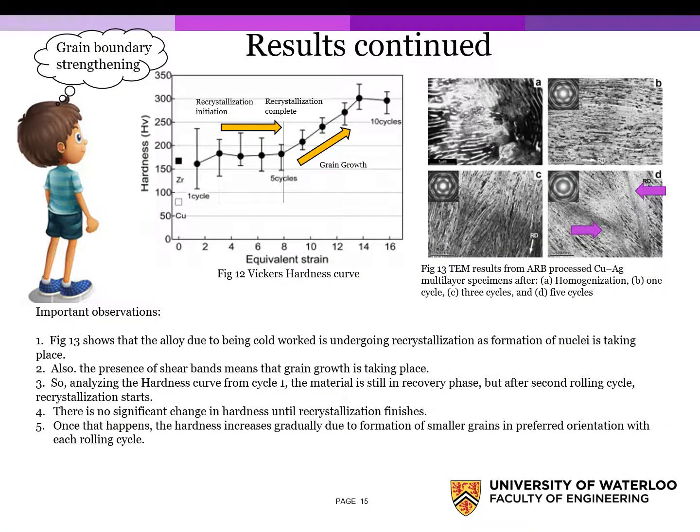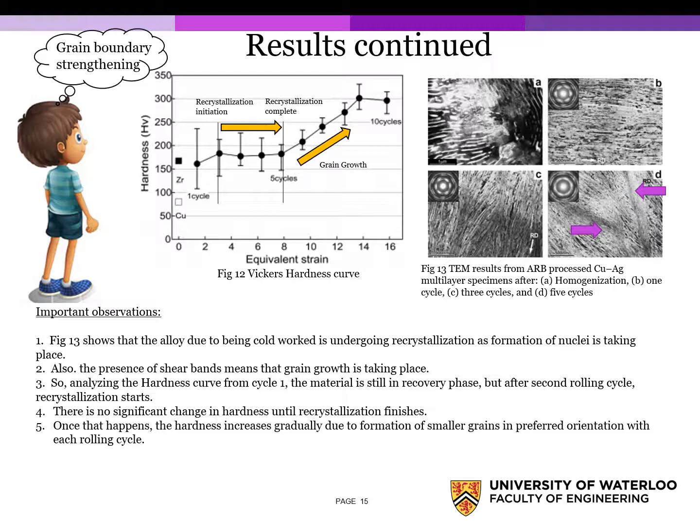Based on the results we found in the previous slide, we can work on understanding the metallurgy behind the Vickers hardness curve. Let us review figure 13, as it shows that the alloy is being cold worked and therefore is undergoing recrystallization. We can clearly see the formation of nuclei taking place, and also the presence of shear bands means that the grain growth is also starting to occur.